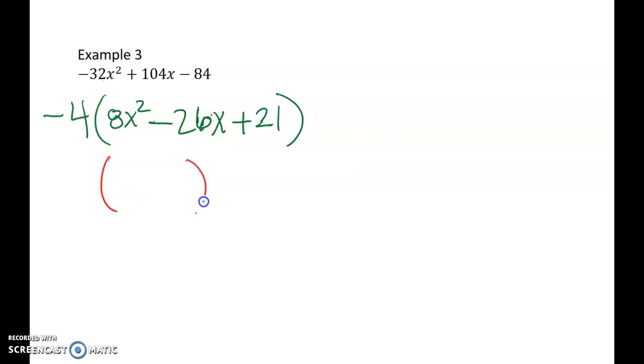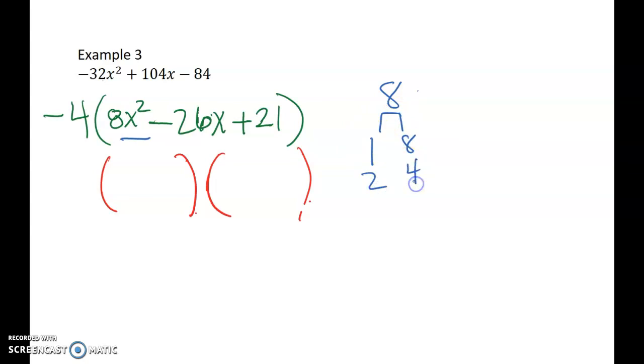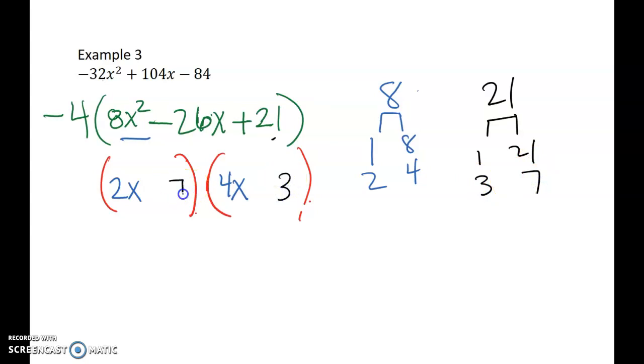So let's break down 8x squared. So what multiplies to 8x squared is, or 8 really is what I should focus on. 1 and 8 and 2 and 4. So I'm going to try a 2x and a 4x. And now what multiplies to 21? 21 is 1 and 21, or 3 and 7. So I'm going to try a 3 and a 7, and I get 28x and 6x. If I add those or subtract those, I'm not going to get 26.